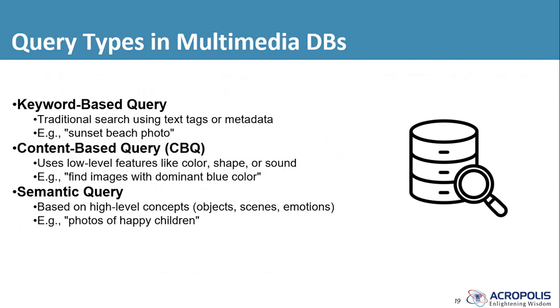There are different types of queries in multimedia databases, that is keyword based, which is the traditional search using text or metadata. Content based, which uses low-level features like color, shape or sound, and semantic query, based on high-level concepts like objects, scenes and emotions.